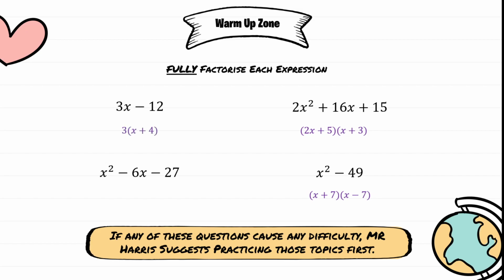We've got linear factorising, 3 lots of x plus 4, and finally just a normal bracket with a minus 9 and a plus 3. Remember, you could have the brackets either way around and it will still work.